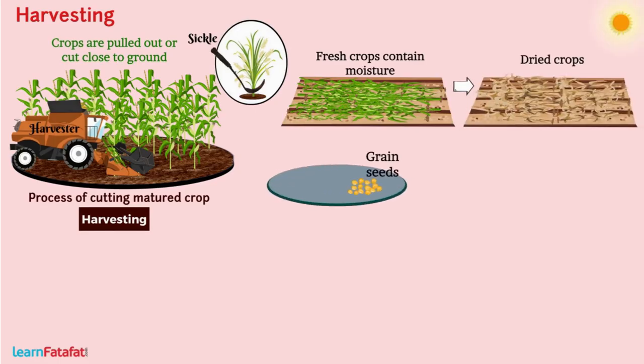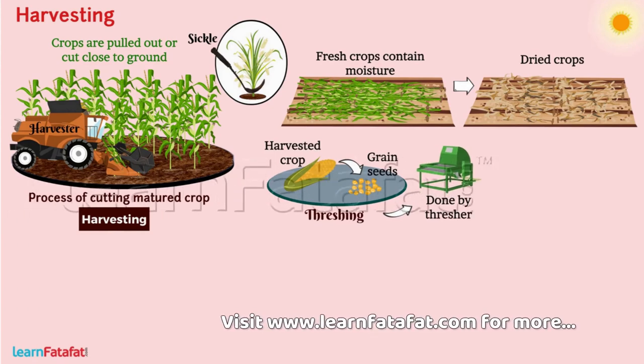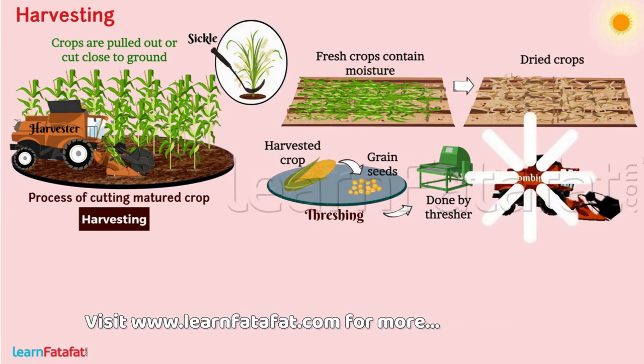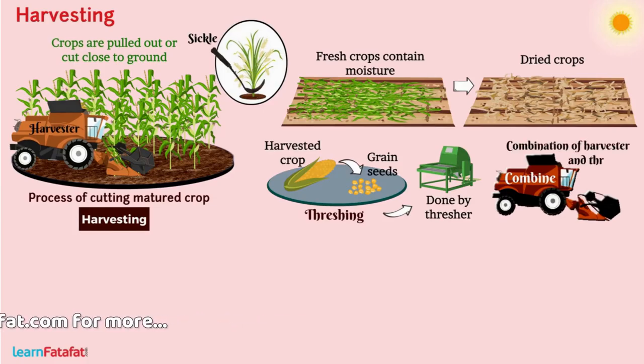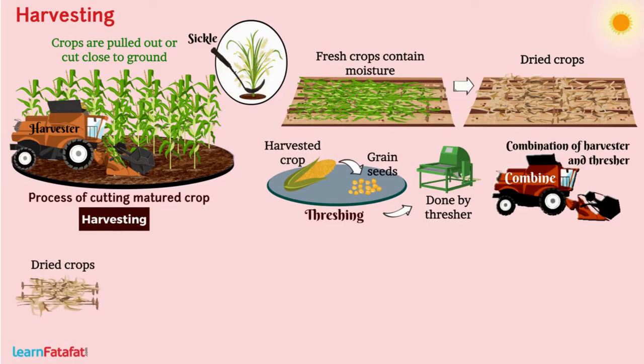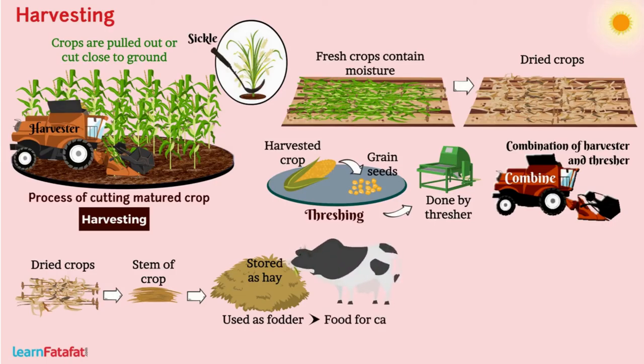The separation of grain seeds from harvested crop is called threshing. It is done by thresher. There is another machine called combine, which is the combination of harvester and thresher. After separation, the stem of crop is cut into small pieces and stored as hay. It is used as fodder, that is, food for cattle.